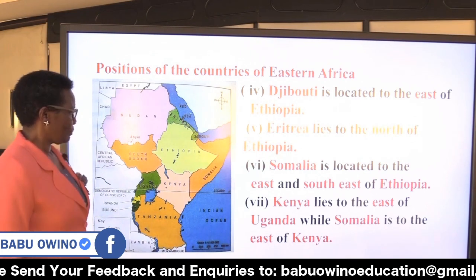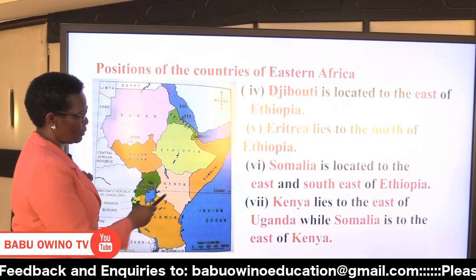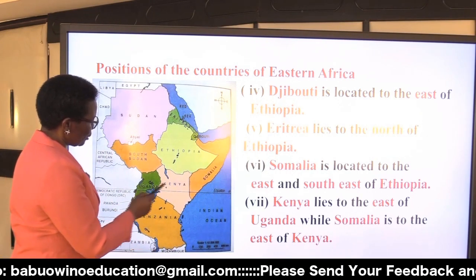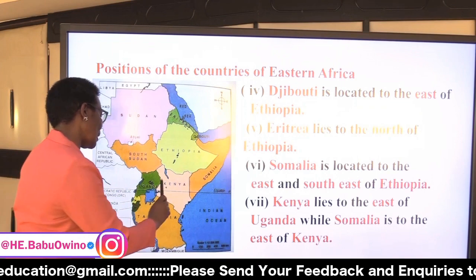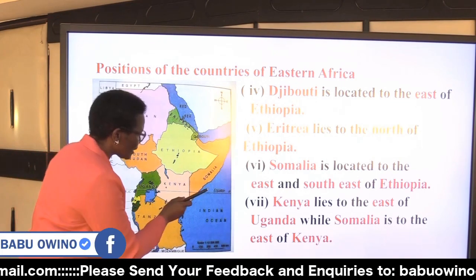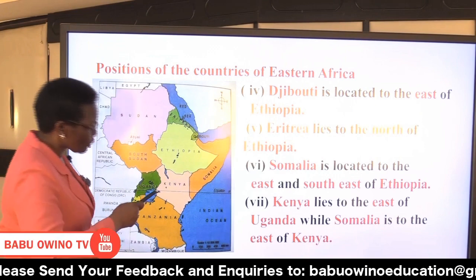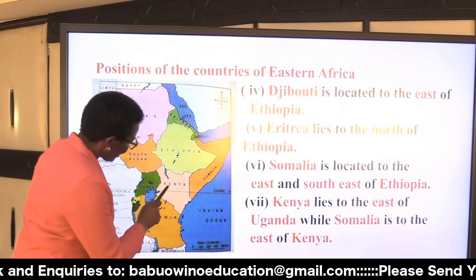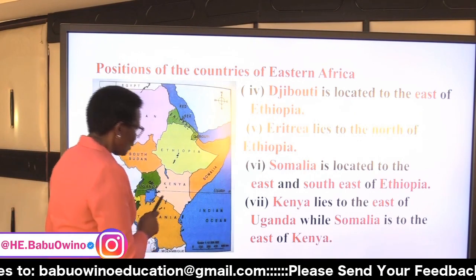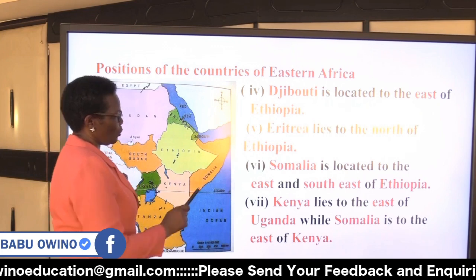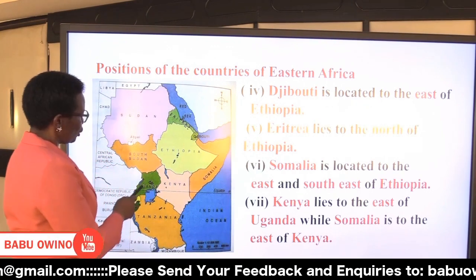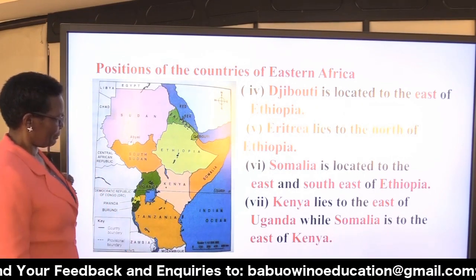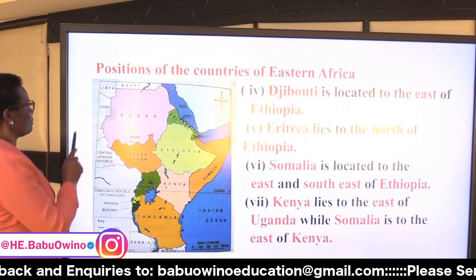Let's come to Kenya. Kenya is this one here. Very beautiful. It lies to the east of Uganda. So this is Uganda here. When you draw the compass like that, you go to the east. From Uganda, you walk towards the east, while Somalia is also to the east of Kenya. So from Uganda, you go to the east, you reach Kenya. Then from Kenya, you go to the east again, you reach Somalia. So we say Kenya lies to the east of Uganda, and Somalia lies to the east of Kenya. Hope you are able to see.